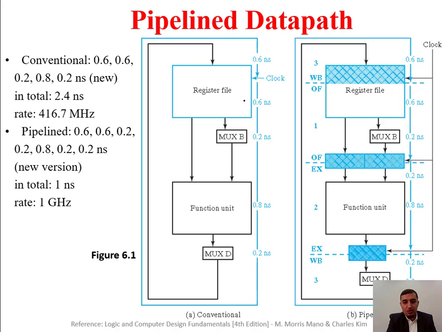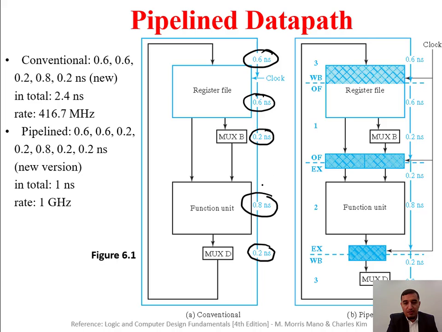In this pipeline, you can see that the total time needed to complete one instruction is 0.6 to read from the register file, 0.2 to pass through the multiplexer, nanoseconds of course, 0.8 nanoseconds to finish the function unit, and then 0.2 once more to finish the mux-d, and finally 0.6 once more to write back the instruction. Now, if we sum all of these times, 0.6 plus 0.6 plus 0.2 is 1.4, plus 0.8 is 2.2, plus 0.2 is 2.4 nanoseconds.